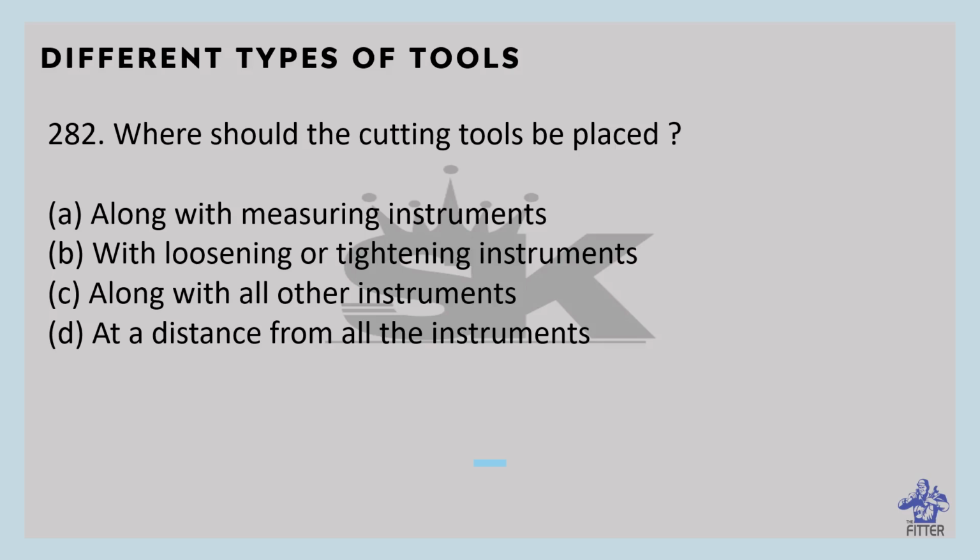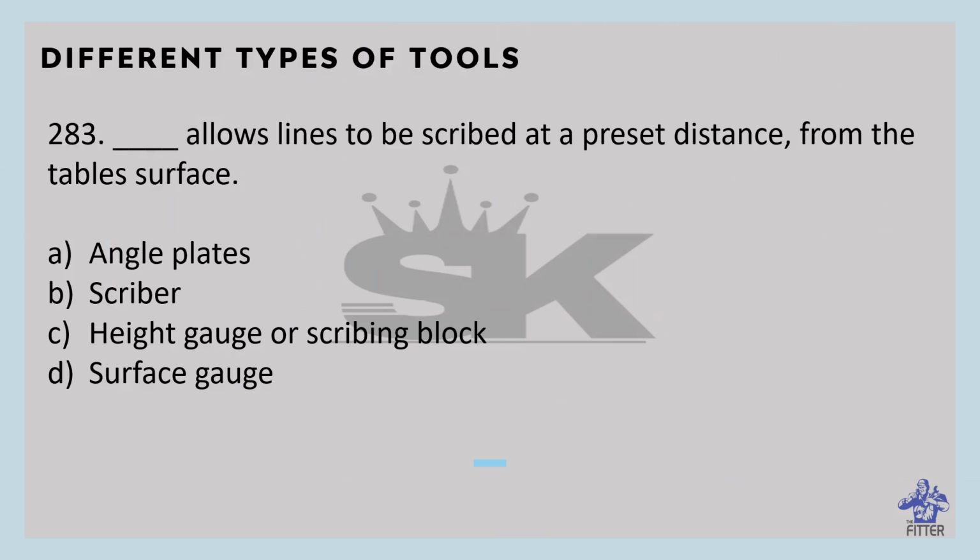Where should the cutting tools be placed? That is at a distance from all the instruments. Which allows a line to be scribed at a preset distance from the table surface? That is a height gauge or scribing block. A scribing block is a gauge consisting of a scriber mounted on an adjustable stand used to test the accuracy of plane surfaces. A height gauge may also be used to measure the height of an object by using the underside of the scriber.